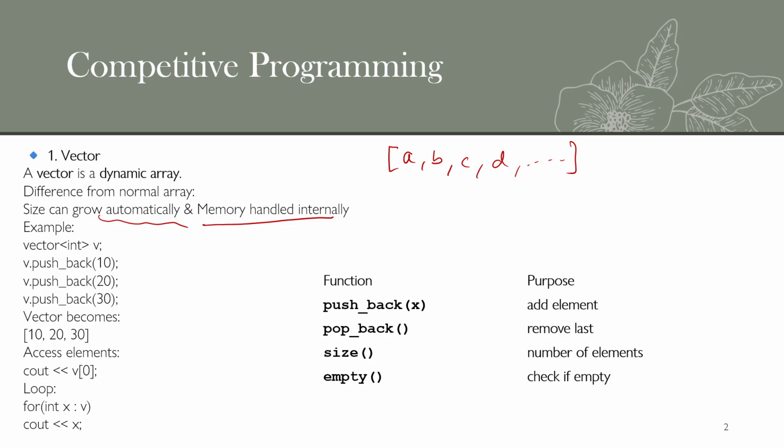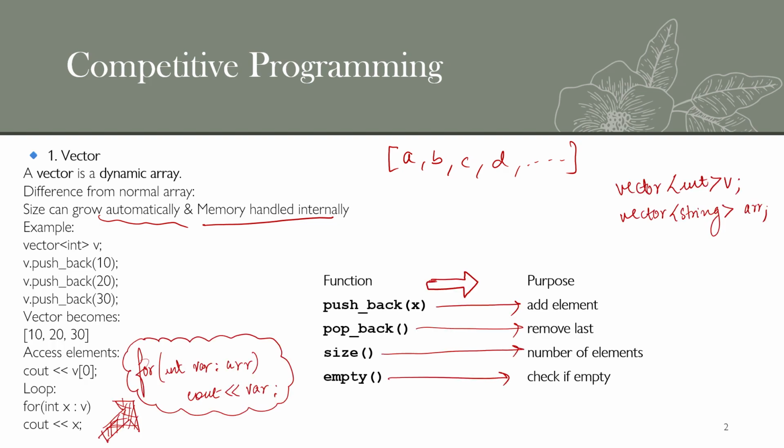Now, let's understand some functions. This is an example, but first of all, we need to know about the functions associated. First is push_back, that adds an element. pop_back removes the last element. size gives the number of elements that are present in our vector. The empty function is used to check if the vector is empty or not. This is an example given on the left hand side for you all to refer to.